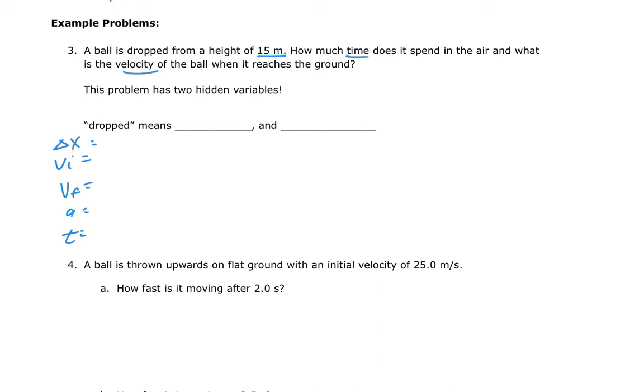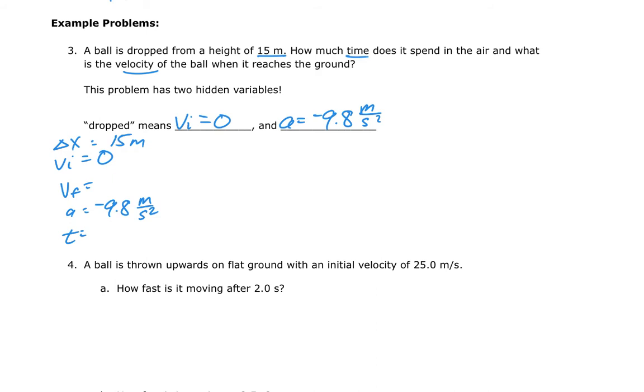Now, a couple of things. This problem has 2 hidden variables. The first one is that the object is dropped, and we already talked about that. If an object is dropped, we know its initial velocity is 0. In addition, I know its acceleration. Its acceleration is 9.8 meters per second squared. So right away, because I know this object was dropped, I'm going to plug in my initial velocity is 0. My acceleration is 9.8 meters per second squared, and it says it's dropped from a height of 15 meters. Now I bet that you are tempted to put that delta x as 15 meters, and you'd almost be right. But remember, we said that down is the negative direction.